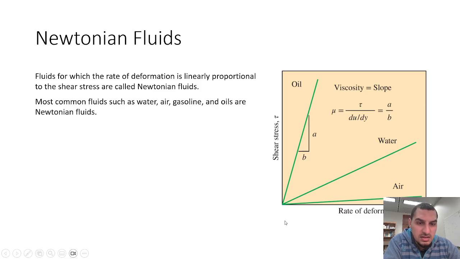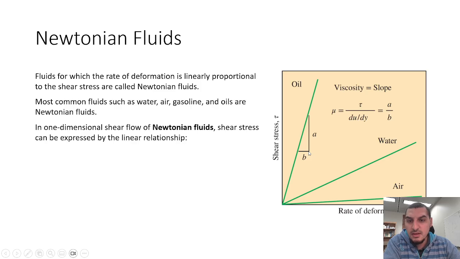This is what you see here, that there are relations between the shear stress and the rate of deformation for different fluids. You have it for air, for water, for oil. And of course, air is less viscous than water. Water is less viscous than oil. And as the viscosity increases, the slope increases.